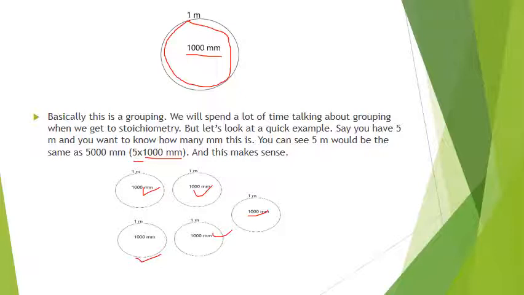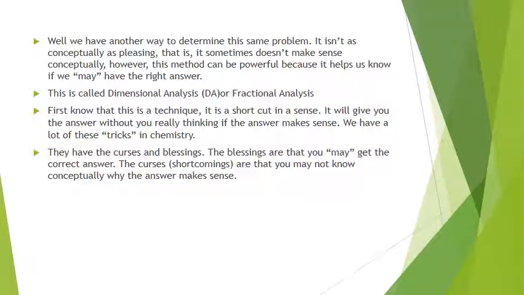Okay, and we're going to see that conversions can give you the right answer, but sometimes you don't know if they make sense. Well, we have another way to determine the same problem. It isn't as conceptually pleasing. Okay, you saw the 5 circles, and this doesn't make sense conceptually. However, this method can be powerful because it helps us know if we may have the right answer. And this is called dimensional analysis or fractional analysis. I'll just call it dimensional analysis, or DA.